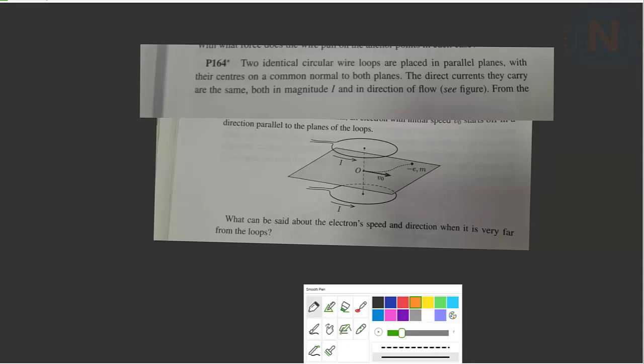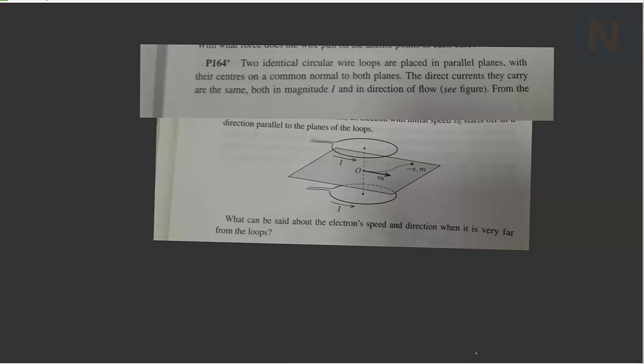exactly midway between the two rings, right? And the point O here represents the center of the line connecting the centers of the two rings. So this is the bisector of the line C1, C2. There is no gravity in this problem and both the rings are fixed.